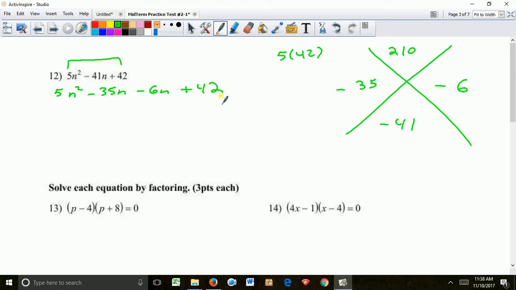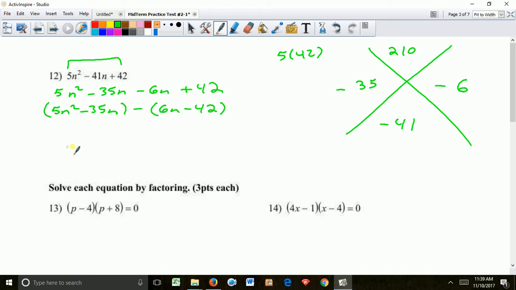When you group factor, be very careful of the negative sign. You now get 5n squared minus 35n, and then parentheses minus, and don't forget to change the sign of positive 42 to a negative 42. So now I get 5n squared minus 35n as a quantity minus the quantity of 6n minus 42.